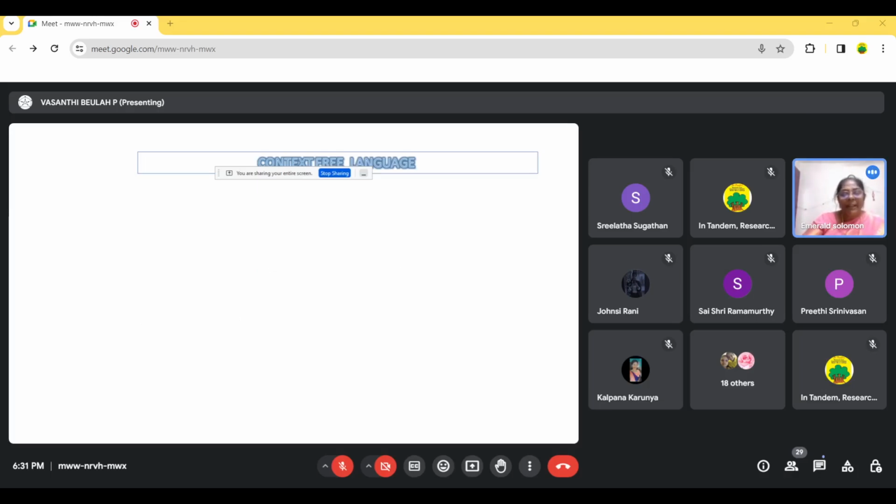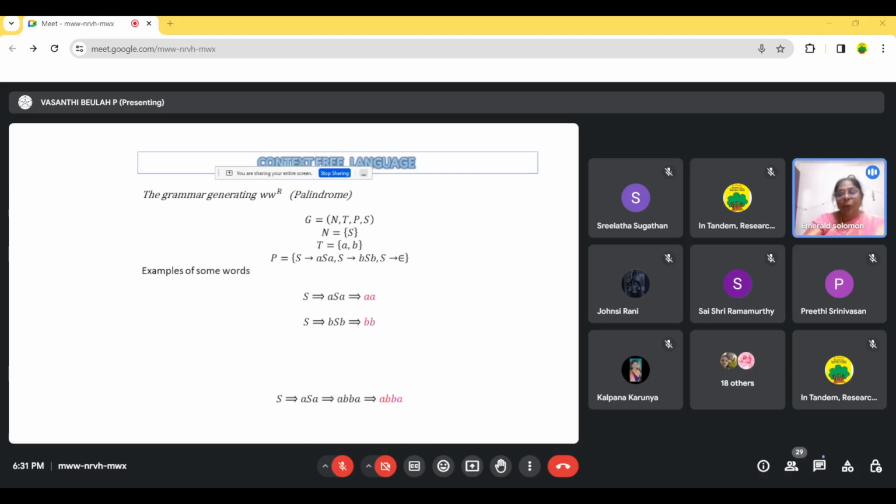The next language, next slide. If you see an interesting word generation here, I generate all the palindromes. What is a palindrome in English? You have w w reversal, the reversal of the word. So for that, I give this rule. If I use these rules, then I generate all the palindromic words.